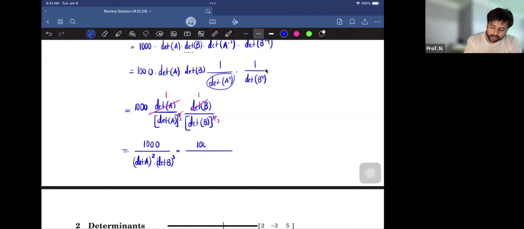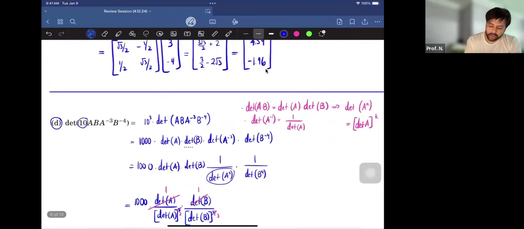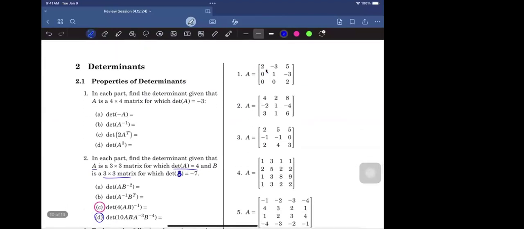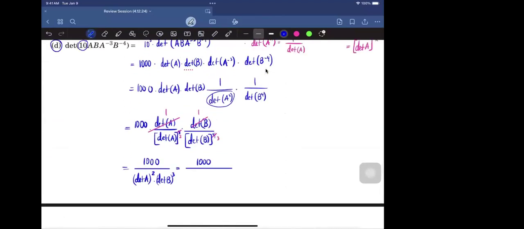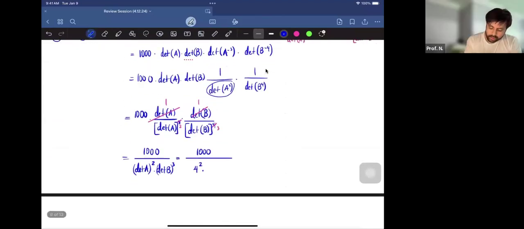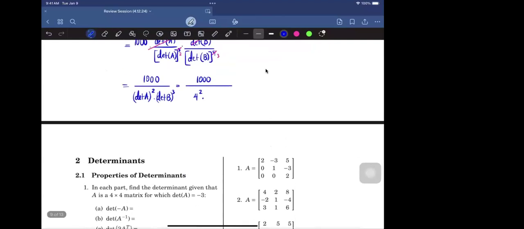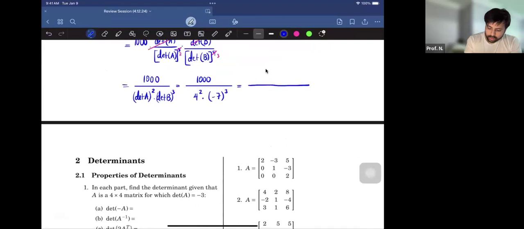Then I have 1,000. The determinant of A was what? 4. So I got 4 squared. And the determinant of B is -7, -7 cubed. So then I get what? 1,000 over 16 times what? Negative 729.